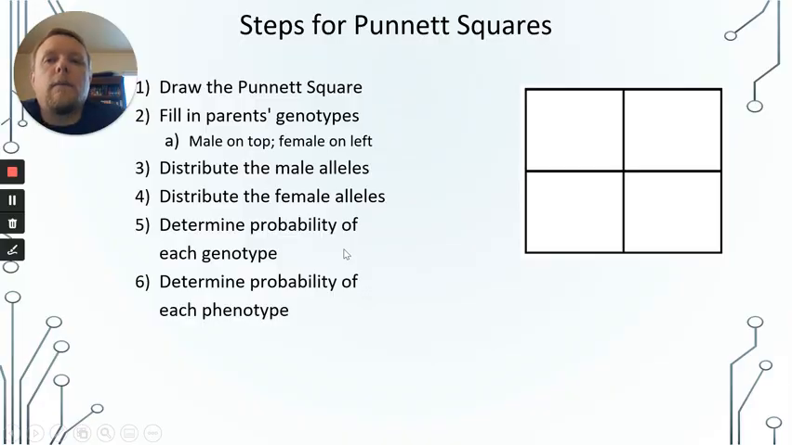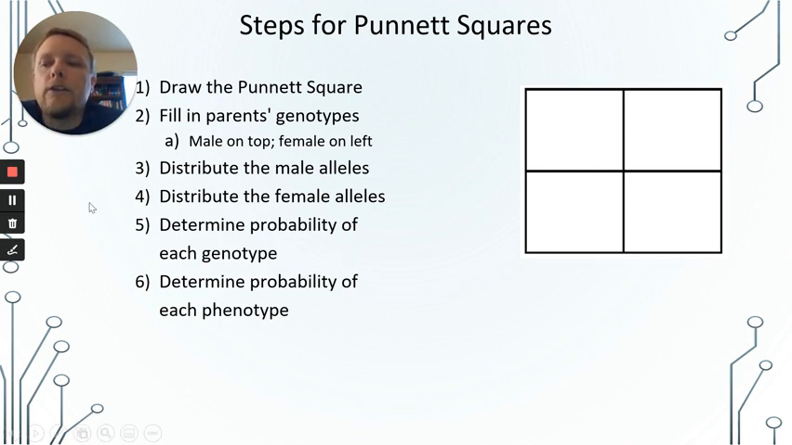So here we have the steps for doing a Punnett square. We're going to go over these. I'm going to be writing on this slide as I talk, and then you also need to copy this down in your notes. So the first step is to draw the Punnett square. I already have one drawn here for you. So on the right, you see those 4 boxes. If you don't have one pre-printed on a worksheet or something like that for you, then you need to draw it out. The next thing you're going to do is fill in the parents' genotypes.